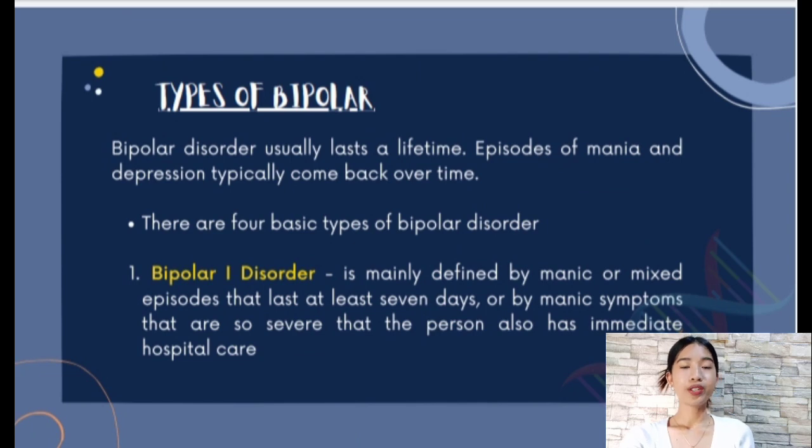And now we are going to discuss the types of bipolar disorder. Bipolar disorder usually lasts a lifetime. Episodes of mania and depression typically come back over time. There are four basic types of bipolar disorder. First, bipolar 1 disorder. It is mainly defined by manic or mixed episodes that last at least 7 days, or by manic symptoms that are so severe that the person needs immediate hospital care.